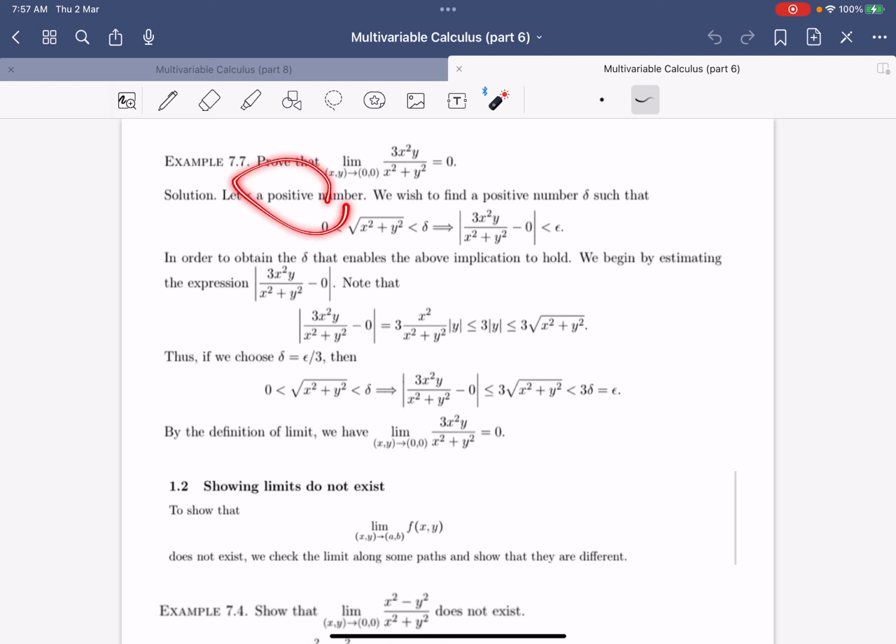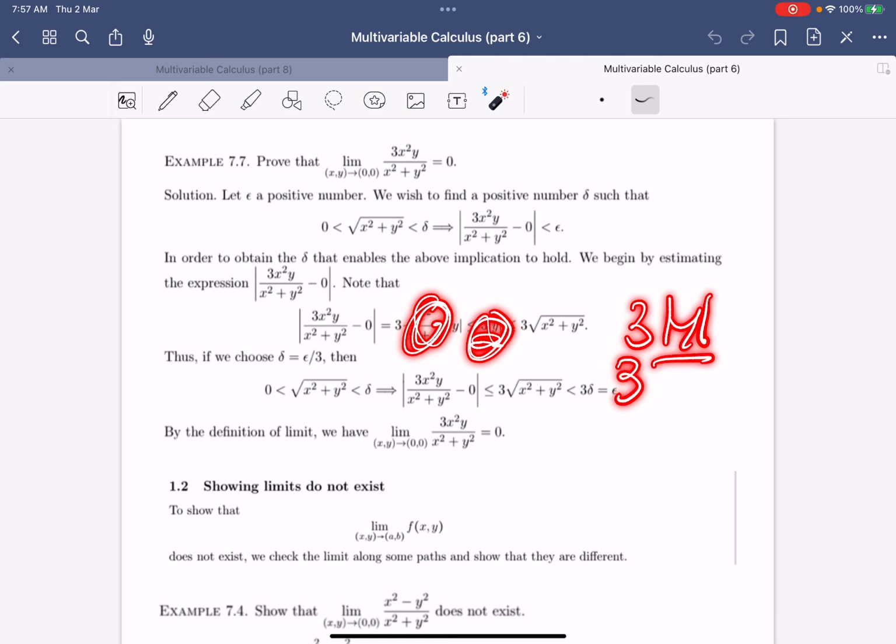So now you're given epsilon, and you want this inequality to hold true. To find a suitable delta, you recognize that this modulus of 3x squared y over x squared plus y squared is less than or equal to 3|y|, because x squared over x squared plus y squared is less than 1. And this part is fractional, so it's less than 3|y|. And we know that |y| is less than the square root of y squared, and if you add an x squared, then it will be larger already. So that's why you have this inequality.